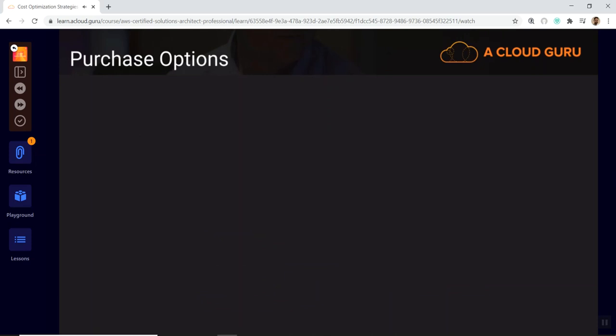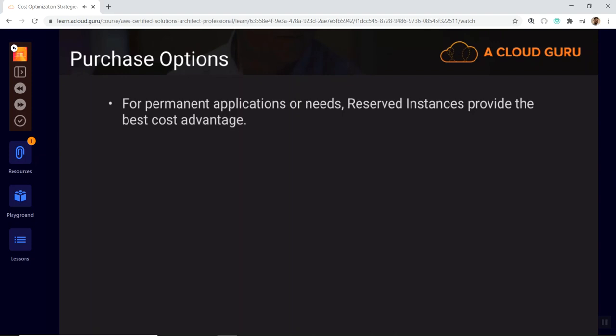You should also look at some purchase options. So AWS offers a few different types of purchase options where I can buy equipment at a better price than if I'm just using it on demand.